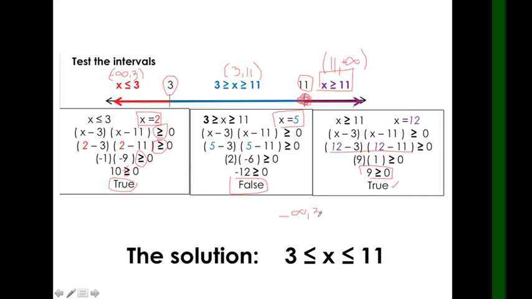to 3, okay, union of, since it is greater than or equal, right? Greater than or equal, so there is this one symbol, and that is 11 and positive infinity. So these are the solution sets for this particular example. All right? Or simply x is less than or equal to 3 or greater than or equal to 11. Okay? So this is our solution set.